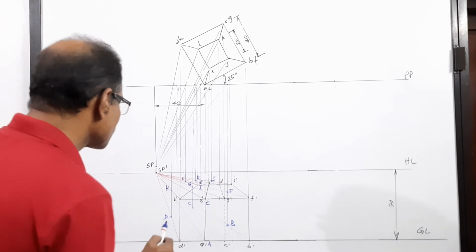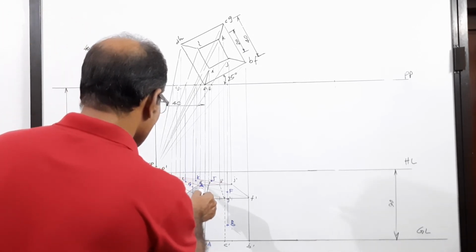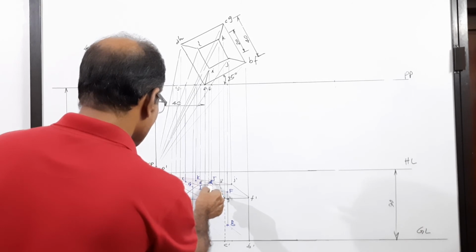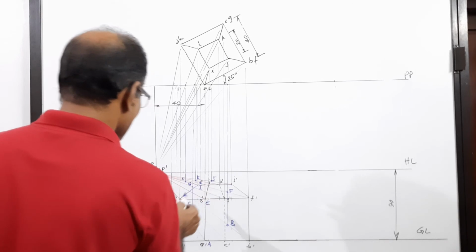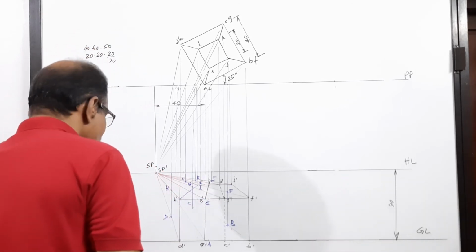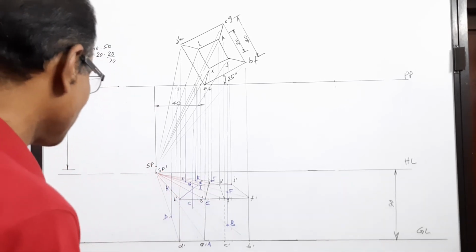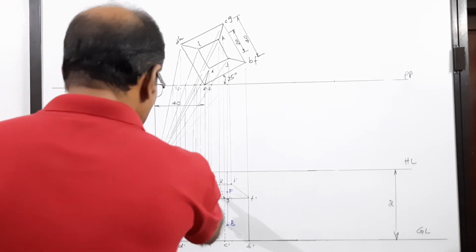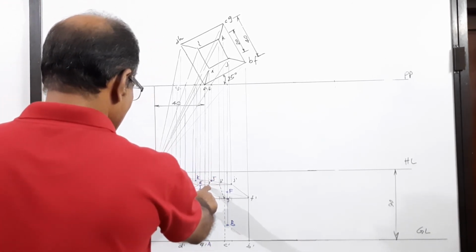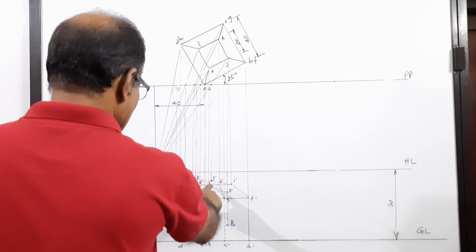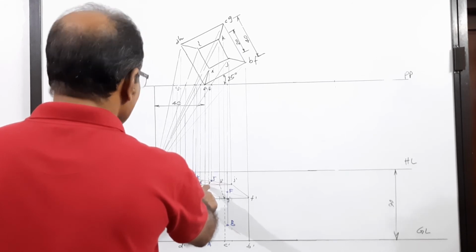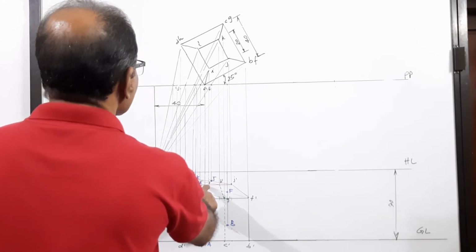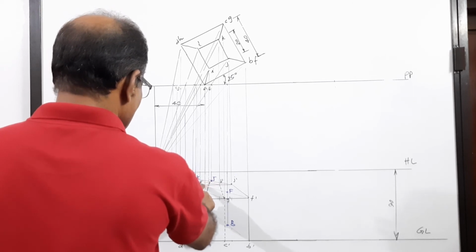Something wrong. I, J, K, L. Okay, let's connect them. Before connecting, we have to examine if it is correct. I, J, K, L. Those are the points. So the intercept of I, this is I, no doubt.